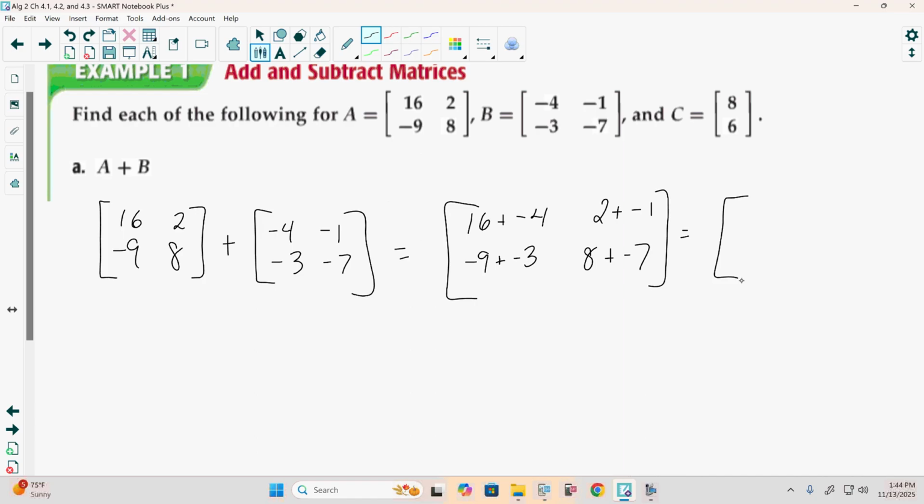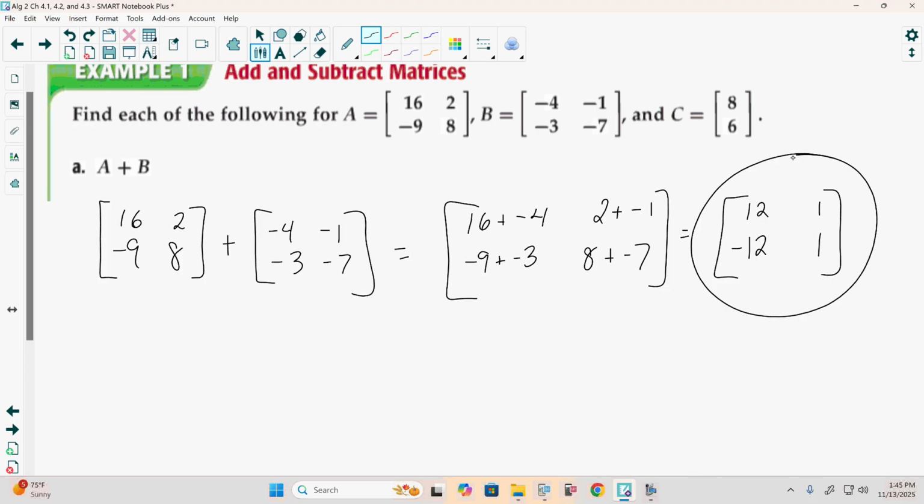Now the last thing we need to do is simplify. So 16 plus negative 4 is 12. 2 plus negative 1 is 1. Negative 9 plus negative 3 is negative 12. And 8 plus negative 7 is 1, telling us our result. The answer for this is 12, 1, negative 12, 1.